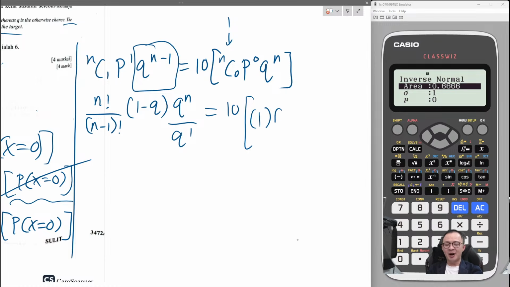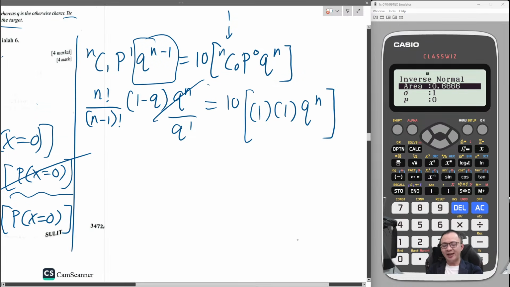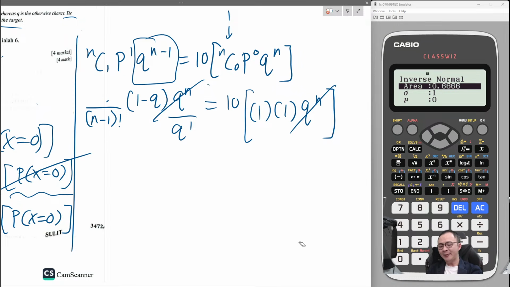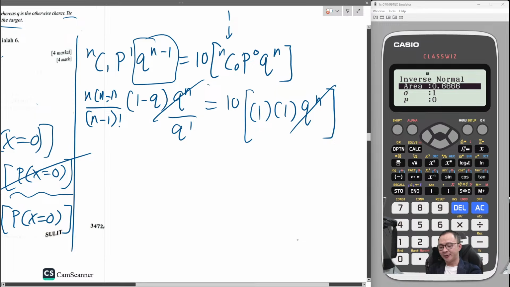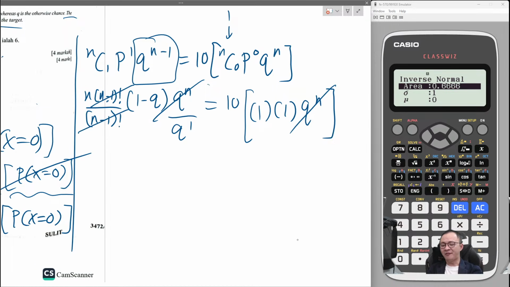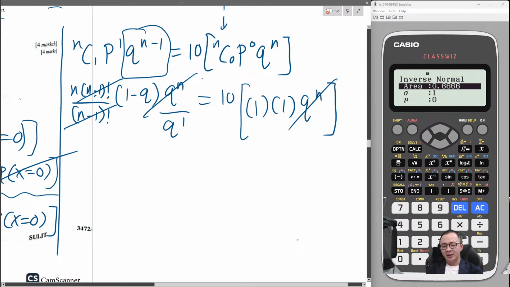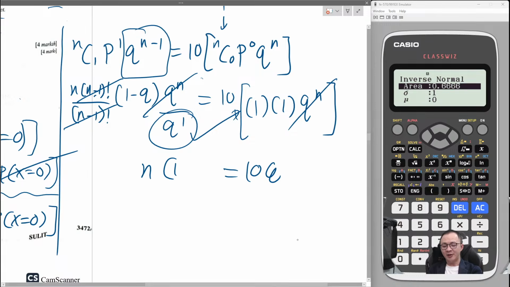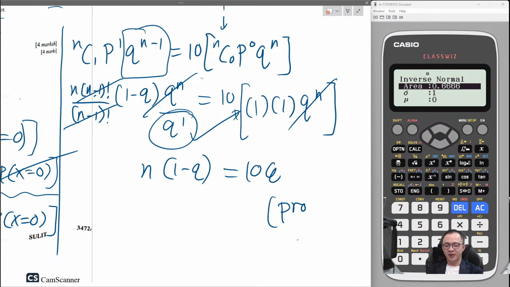nC0 is 1. p power of 0 is 1. q power n and q power n I simplify. n factorial I can expand, become n multiply (n minus 1) factorial. If you do not know how to expand the factorial, learn it now. Factorial and factorial we simplify. q power of 1 move to the other side, multiply 10, I got 10q. This is n(1 minus q). Proven. Because they asked me to prove the whole thing, we get this. So yeah, I'm done.